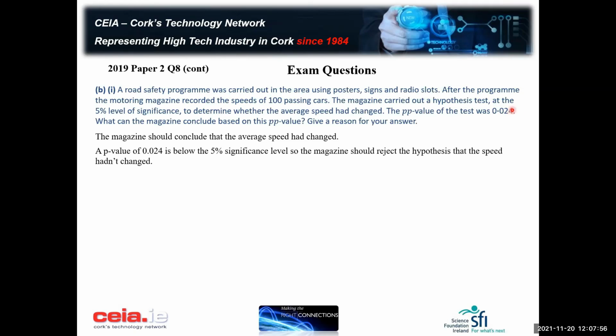This is less than 5%, right? It's more unlikely than 5%. So it's below the 5% significance level. So you should reject the null hypothesis. If p had been greater than 0.05, you would accept it, but it's less than 0.05, so you reject it.